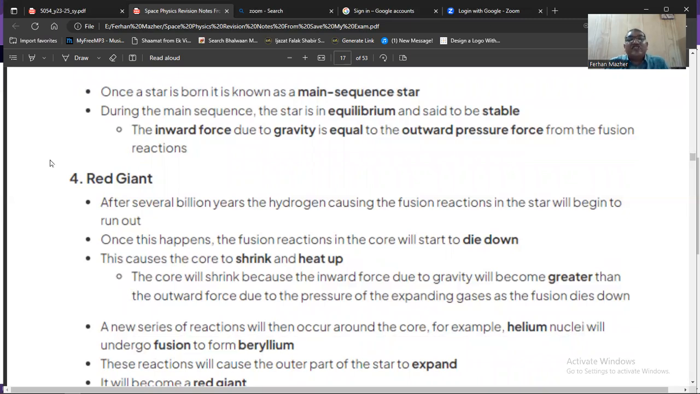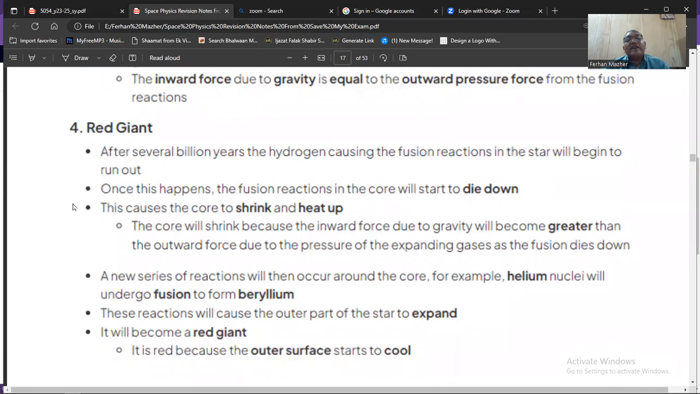After several billion years, the hydrogen causing the fusion reaction in the star will begin to run out. Once this happens, the fusion reactions in the core will start to die down. This causes the core to shrink and heat up. The core will shrink because the inward force due to gravity will become greater than the outward force due to the pressure of the expanding gases as the fusion dies down.